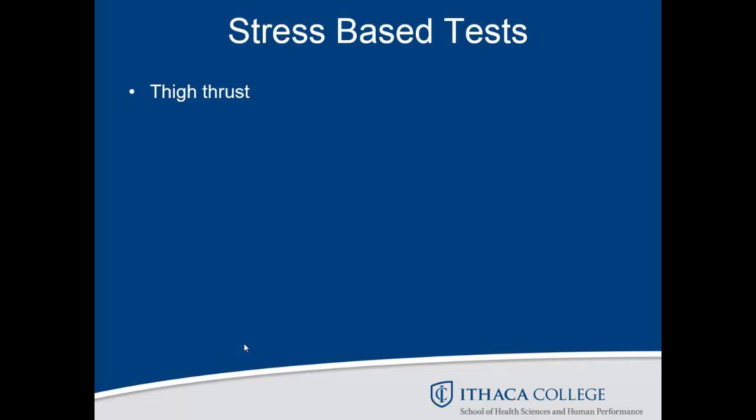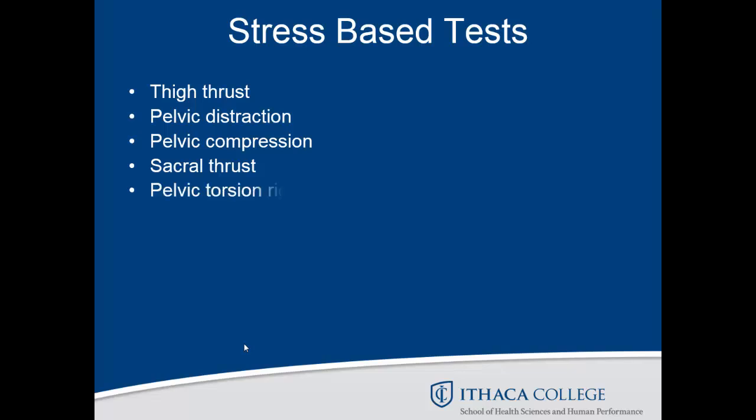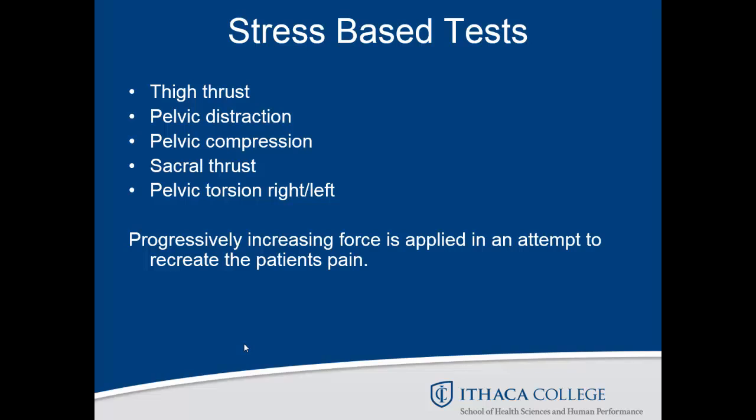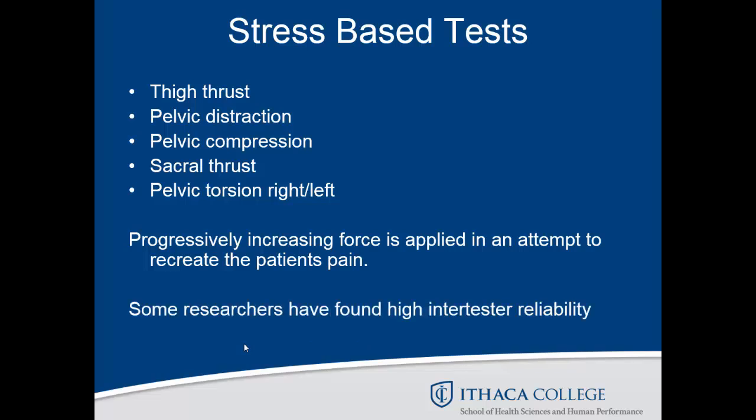So we're going to show you 5 different tests: the thigh thrust, the pelvic distraction test, the pelvic compression test, the sacral thrust test, and the pelvic torsion test, which can be torsioned anterior and posterior on both the right and left. The goal of the test is you progressively increase the amount of force that you're applying in an attempt to recreate the patient's pain. Again, they're comparable sign. And there's good evidence coming out to support the use of these tests to diagnose SI joint problems.